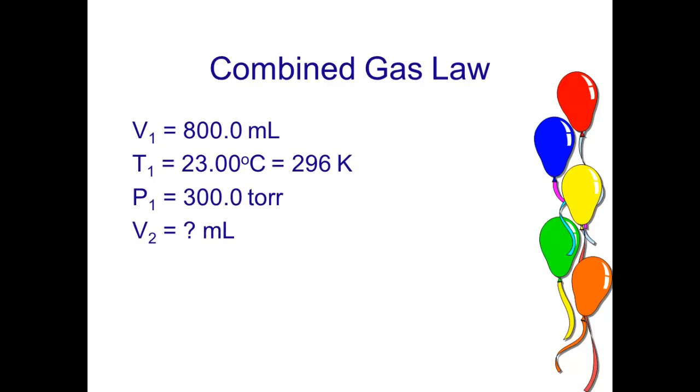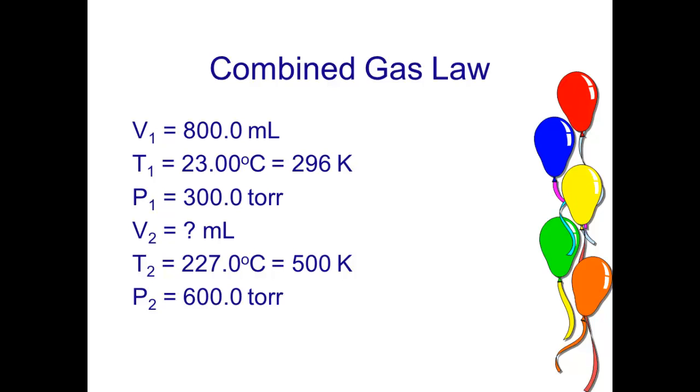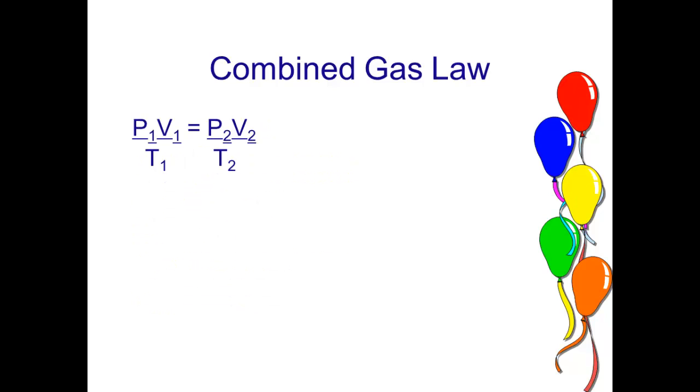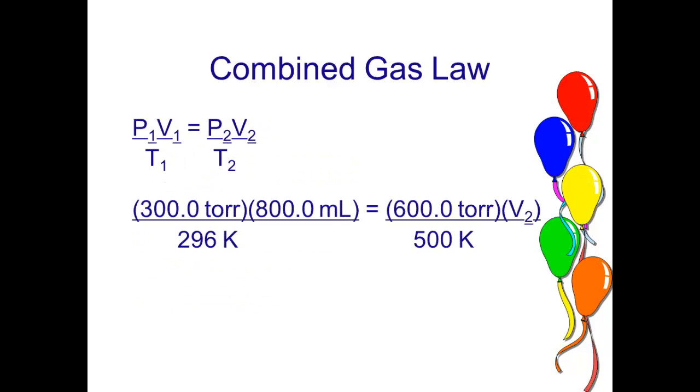Then it said, solve for the second volume. What would the resulting volume be if the temperature changes to 227 degrees C, which would be 500 K, and the pressure changes to 600 torr? Then you plug your numbers into your equation. Remember, for the test, this is the step I need to see. I need to see where your numbers go. And from here, it's just algebra. Cross multiply and divide, just like we've done before. Oh, I solved this one a little bit differently.